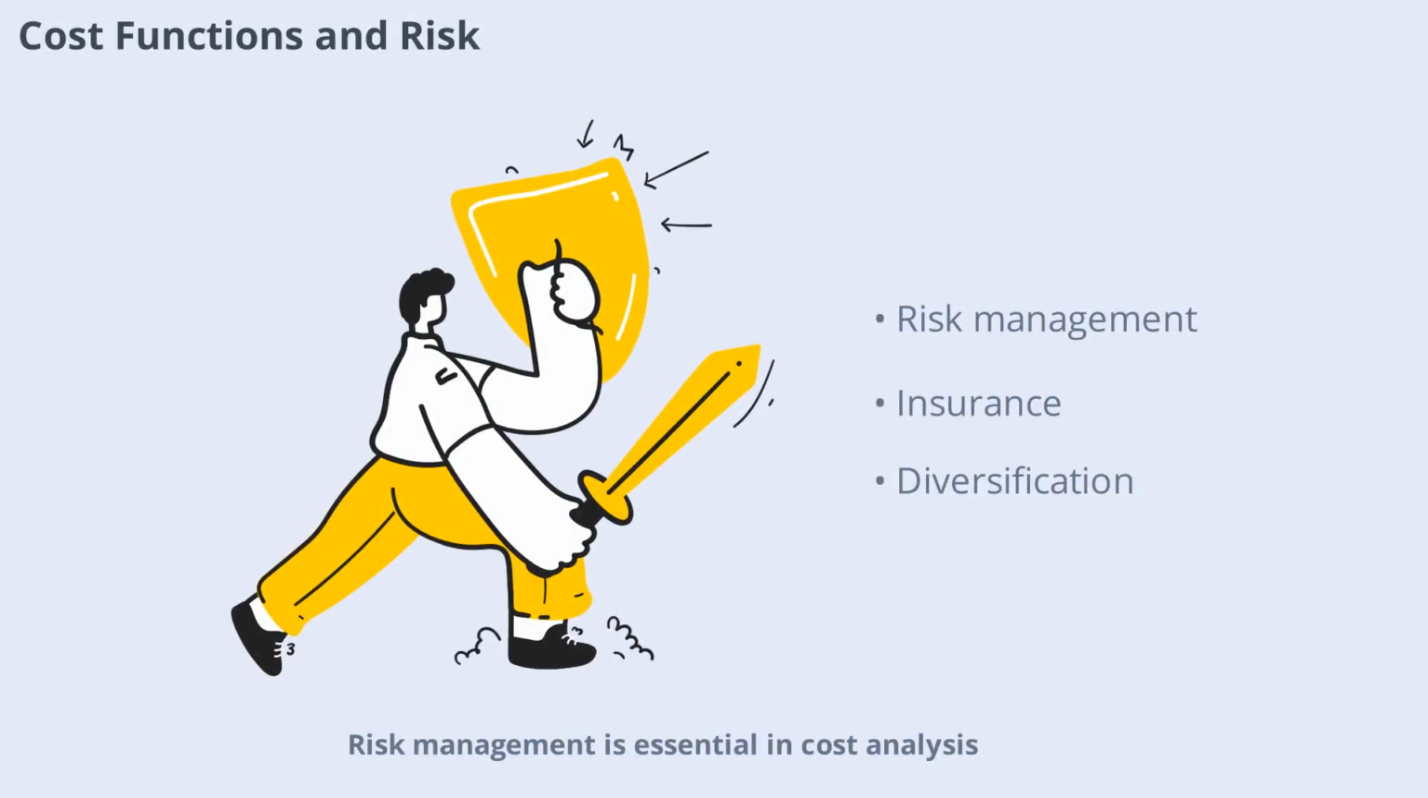Risk management is essential in cost analysis. Unexpected events like supply disruptions, price spikes, or regulatory changes can alter cost functions overnight. Firms use insurance, contracts, and diversification to manage these risks and protect their bottom line.